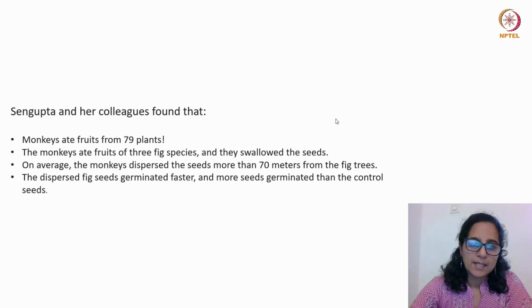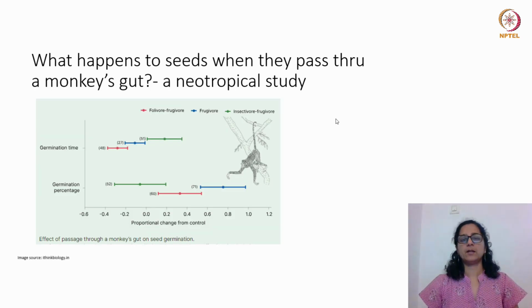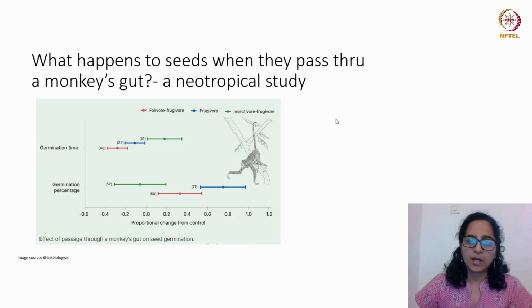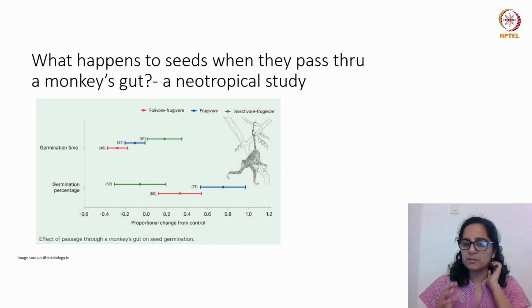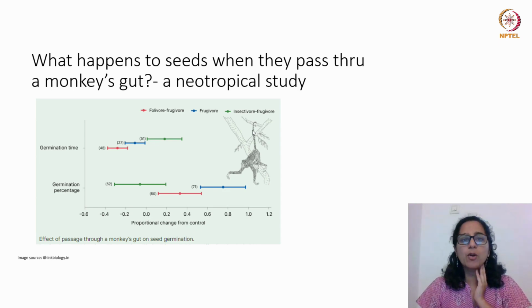So let's look at one more study. This is a graph from a neotropical study. This is a spider monkey. You can see that it is hanging from its tail. I'm just going to tell you about this because this is an interesting graph, and you'll also get an exercise about how to interpret graphs. This is about what happens to seeds when they pass through a monkey's gut.